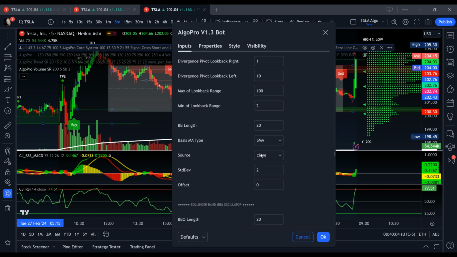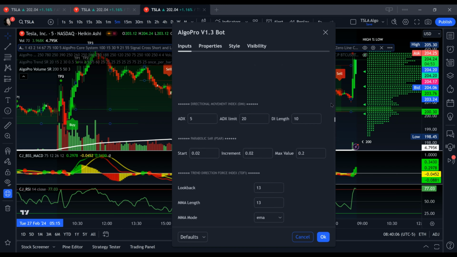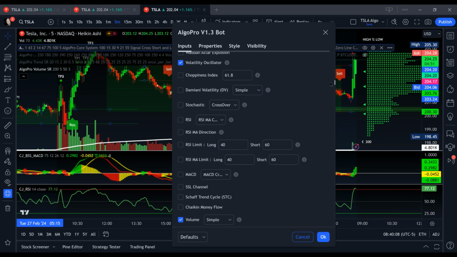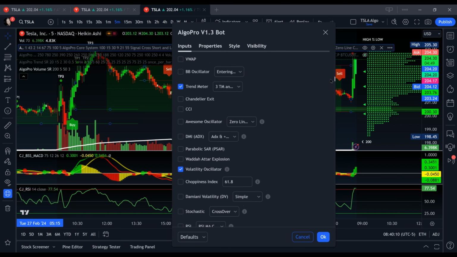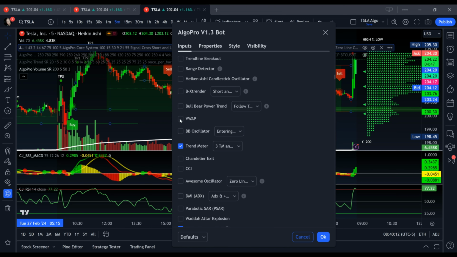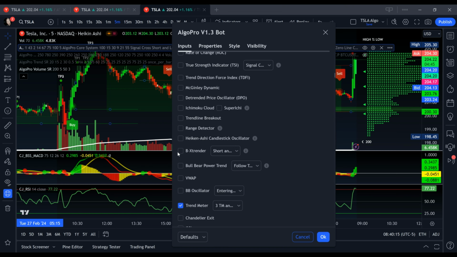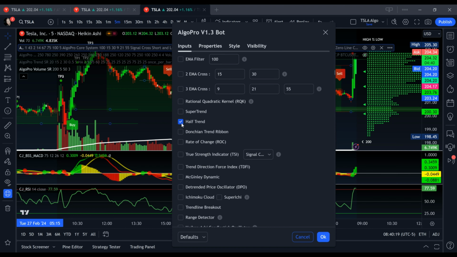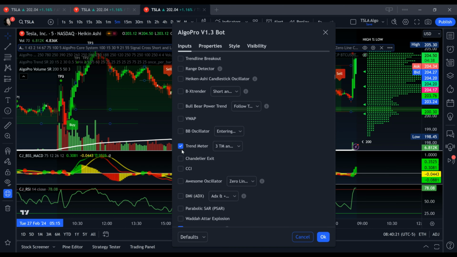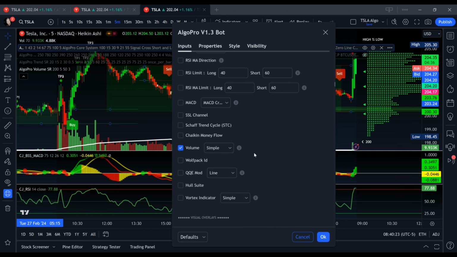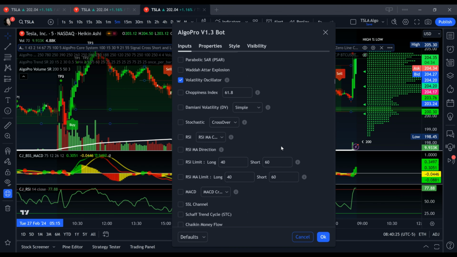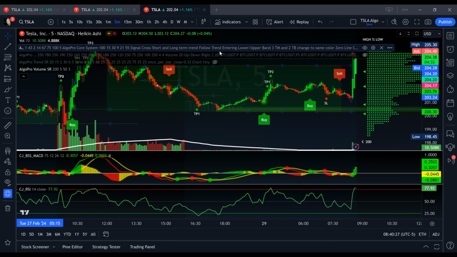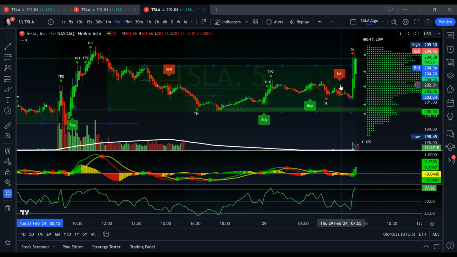But anyways, you literally can adjust these inputs. You can have the indicators come in based off chandelier exit, VWAPs, bar extenders, range detectors, Heikin-Ashi candlestick oscillator. I've got mine set to half trend. And then obviously these are left checked. But anyways, you can see all the inputs that you can adjust for this indicator and this algorithm, which is pretty powerful. But anyways, so the supply zones are going to change.